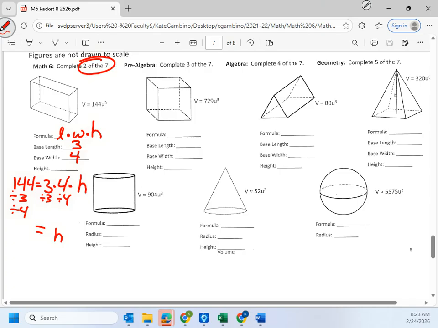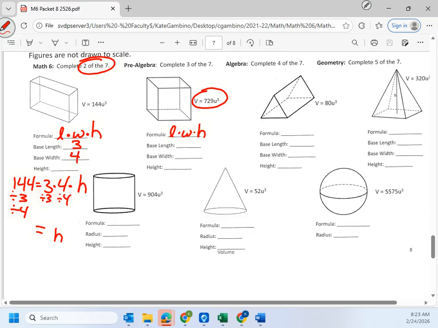For the cube, length times width times height. But they all have to be the same number. Oh, spoiler. Look at that. That volume of the cube is 729. We just had a cube on the other page whose volume was 729 that we needed to label those side lengths. So if you figured out the last page, it's going to help you with this one.